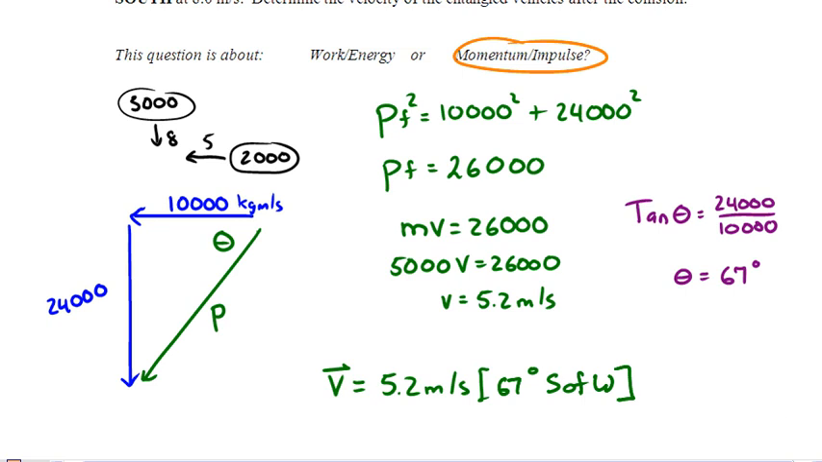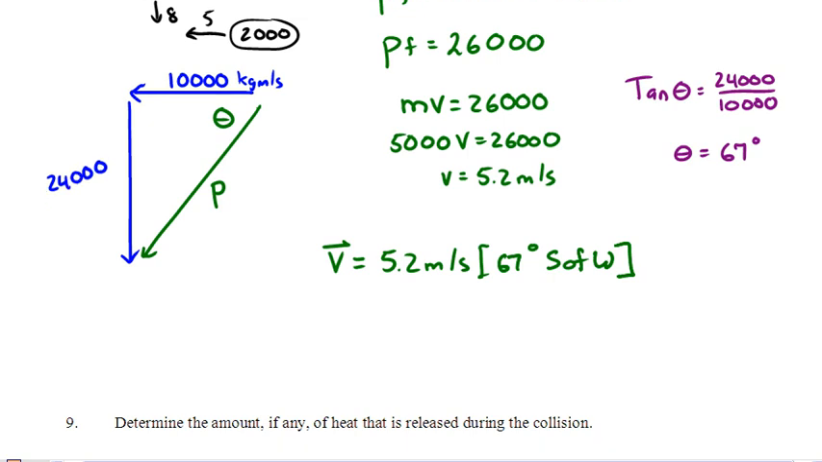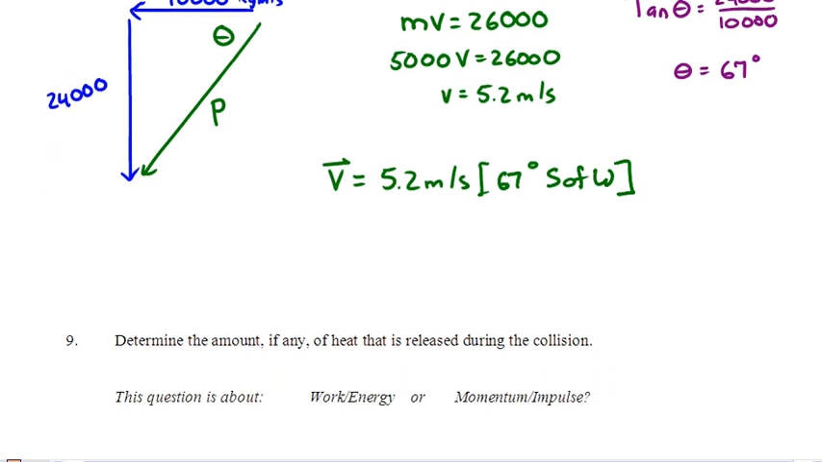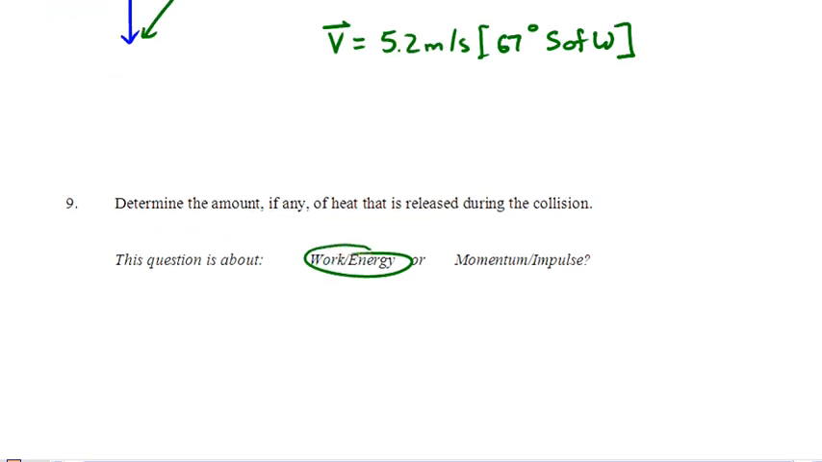Final question. Determine the amount, if any, of heat that's released during that collision. Okay, well, it was a collision, and in question 8, we went with momentum. It is your friend for collisions. It's the first thing you should go to. But now they're saying, well, what about heat? Okay, now I'm going to go and do work in energy. Now I'm going to take a look and see if I can find any missing joules of energy there.